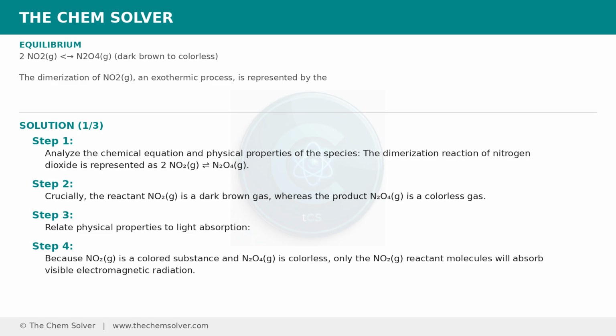Analyze the chemical equation and physical properties of the species. The dimerization reaction of nitrogen dioxide is represented as 2NO2 in equilibrium with N2O4. Crucially, the reactant NO2 is a dark brown gas, whereas the product N2O4 is a colorless gas.